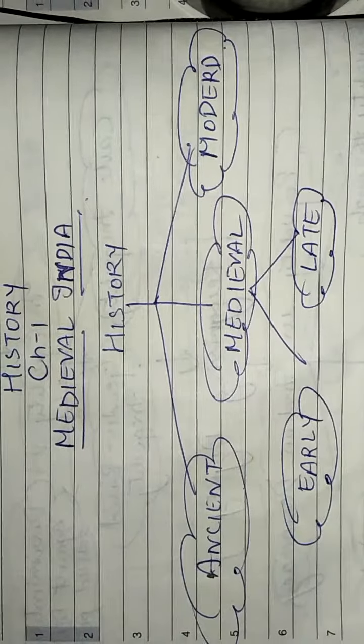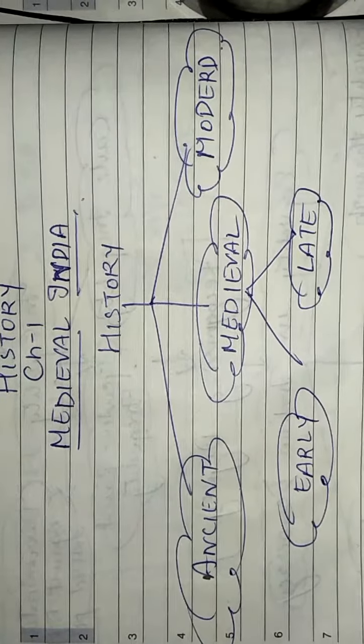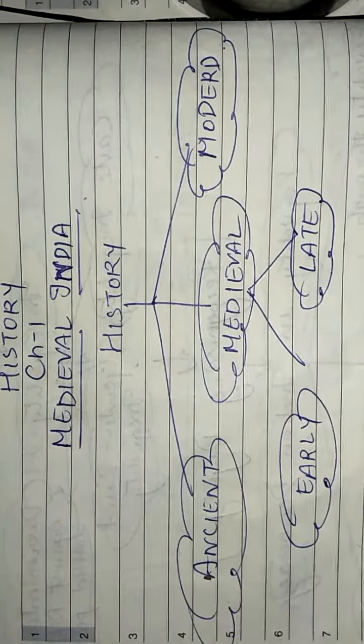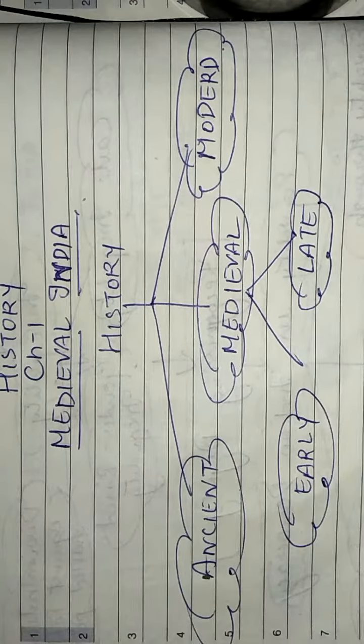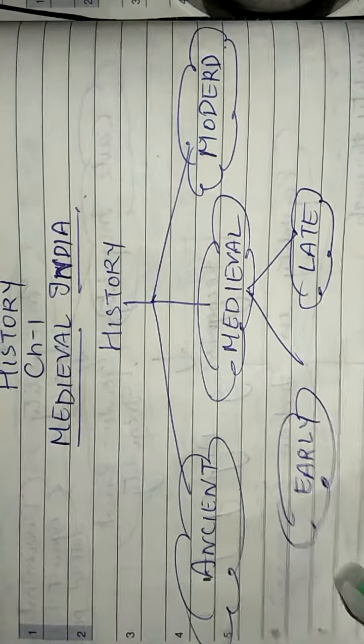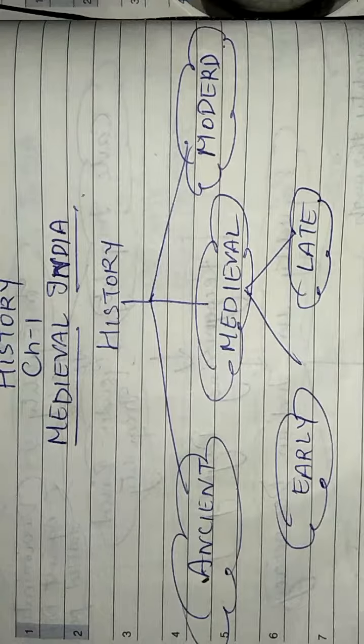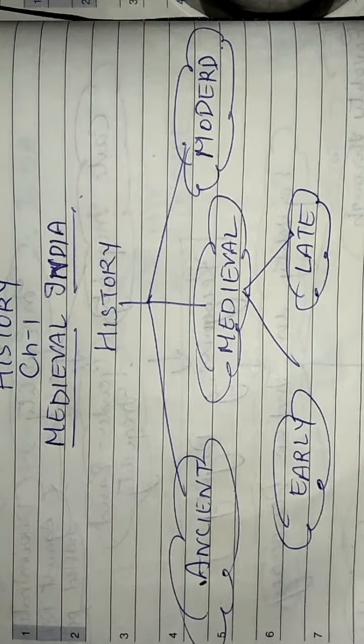The early medieval period dates from the 8th century to the 13th century, that is 700 to 1200 AD, and the rulers that dominated during this period were the Palas, Pratiharas, Rajputas, Cholas, and the Rajputs.